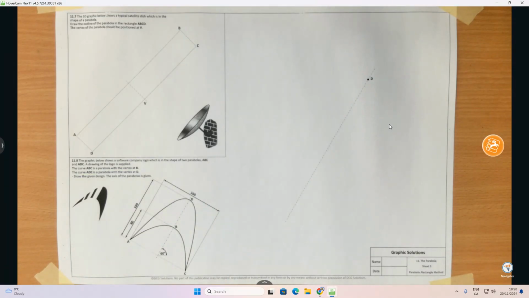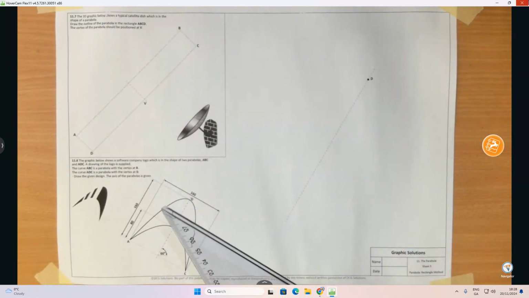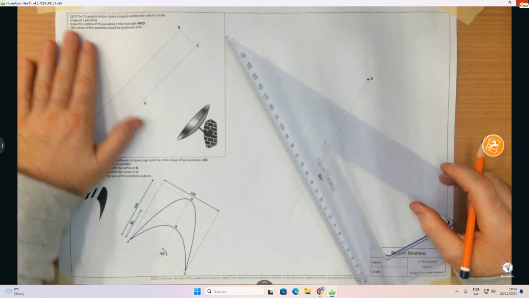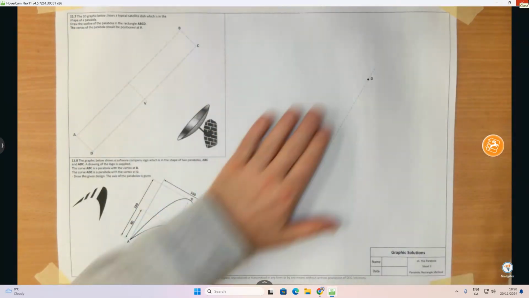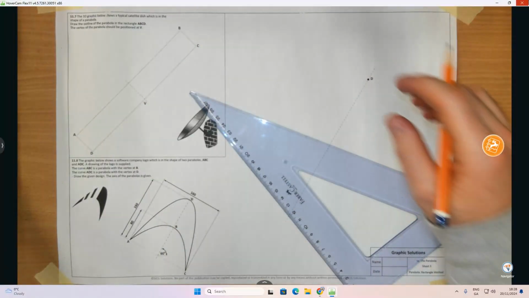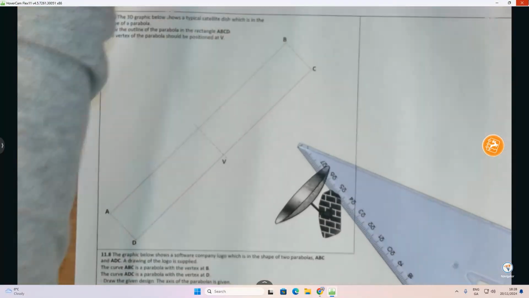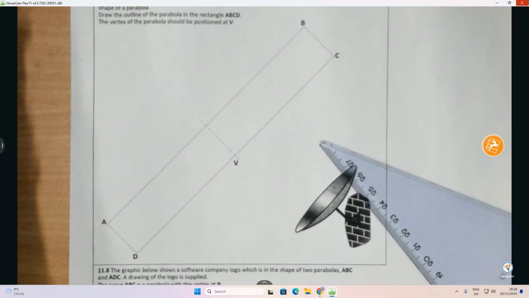Hi folks, in this video we're going to complete two questions based on the parabola. One little mini question here, drawing a parabola at an angle, and then we're going to get into a larger question down here. In the smaller question, I'm just going to adjust my camera so I'm looking straight in at it. And what we're going to do is draw a parabola.